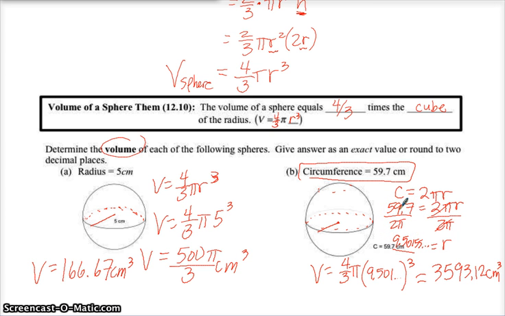You could, but you would have pi squared in the denominator and all this other stuff, 59.7 times. You have a decimal and a fraction, and that doesn't really work. So this is best rounded to 2 decimal places, and you get 3,593.12 centimeters cubed.